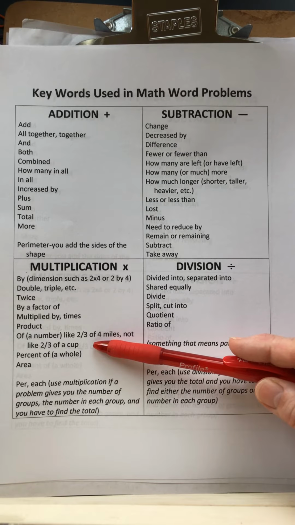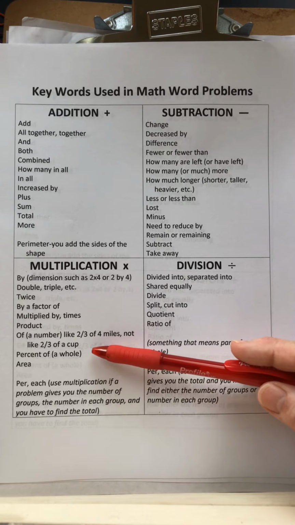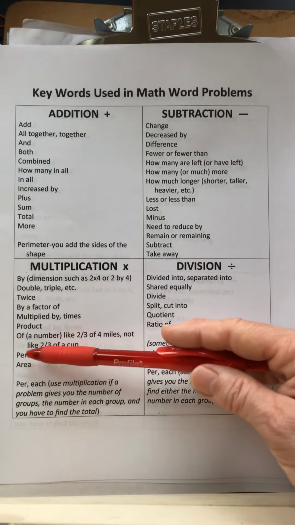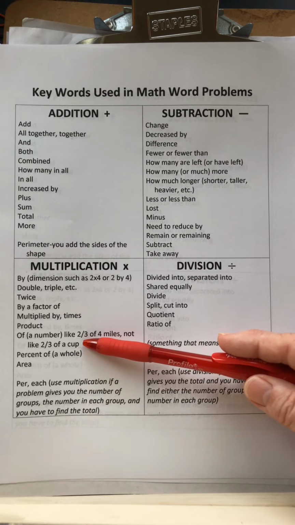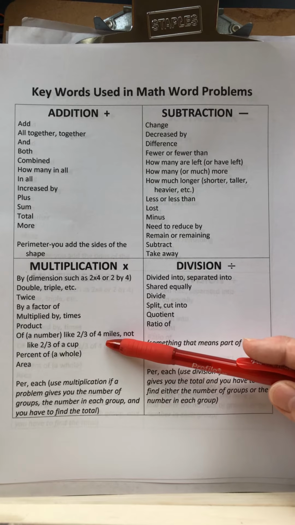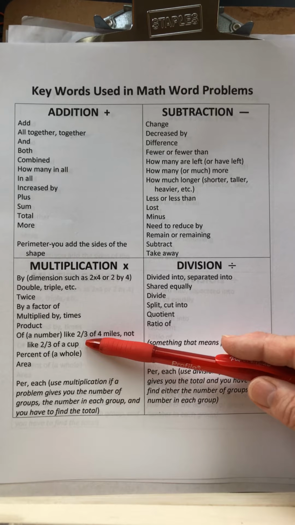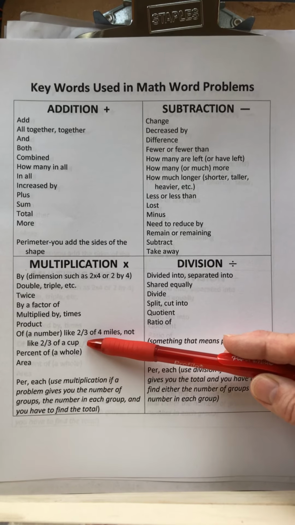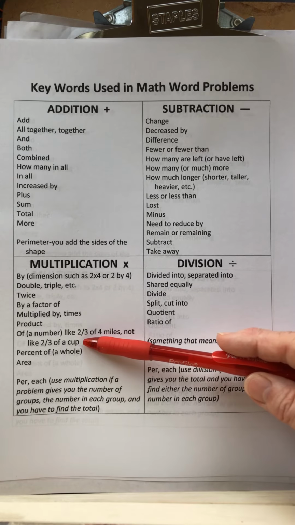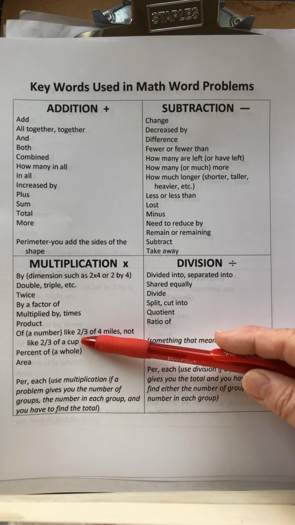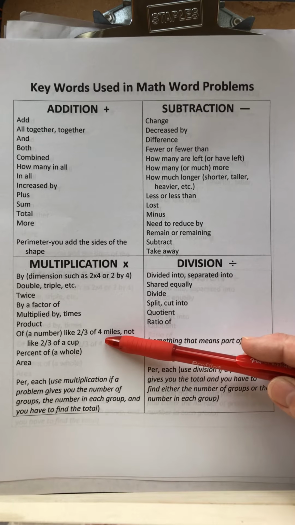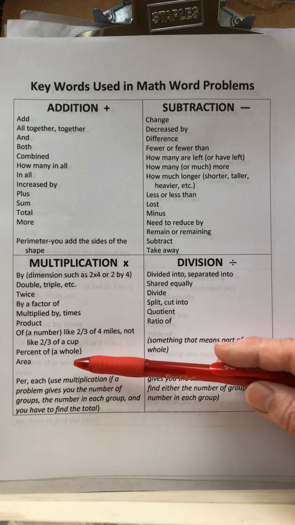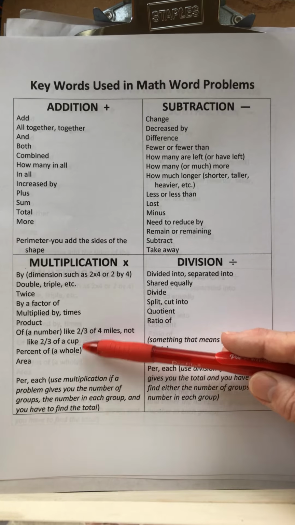Now let's look carefully at of, because some people get mixed up on this. Of is a great word to know because of means times, but we mean of a number, like 2/3 of 4 miles. We don't mean if it says 2/3 of a cup. If I have 2/3 of a cup, I could add, subtract, multiply, or divide that. Now, what we're talking about is like if they said 2/3 of the distance and then told you the distance is 4 miles, then that's 2/3 of a number. It's not just 2/3 of a unit, okay?